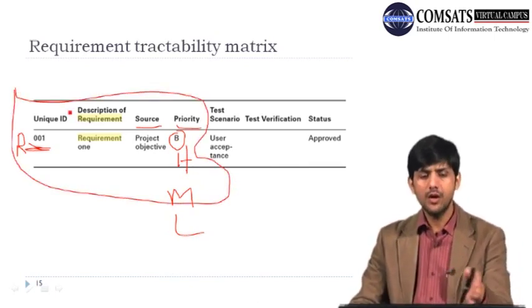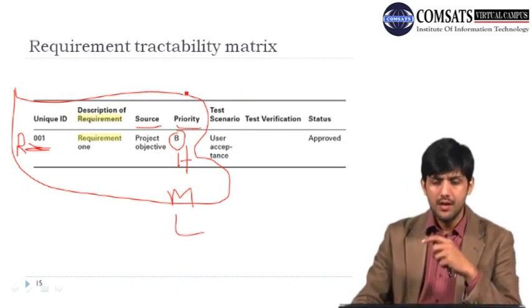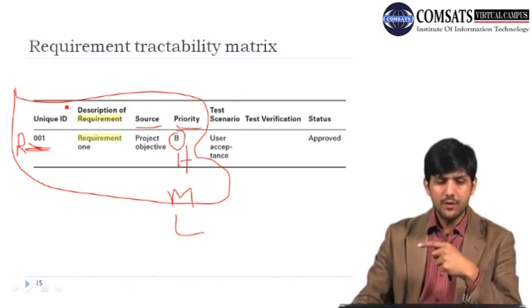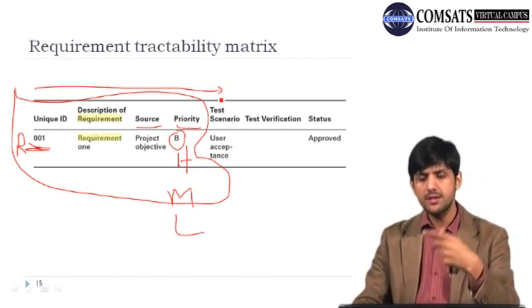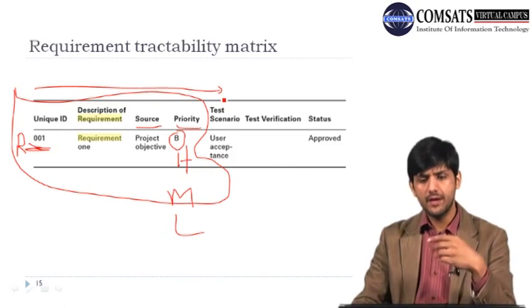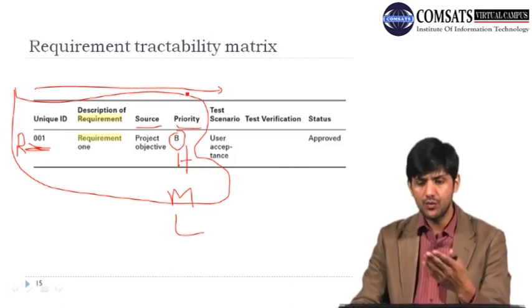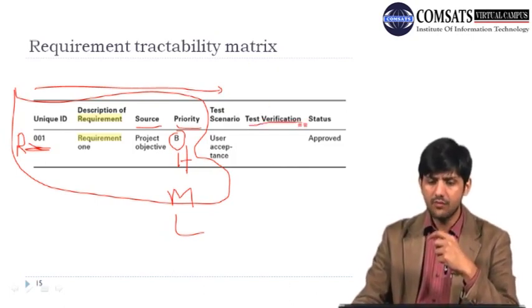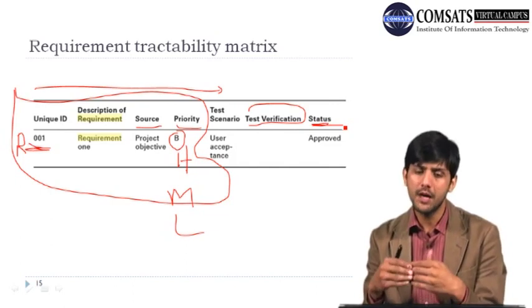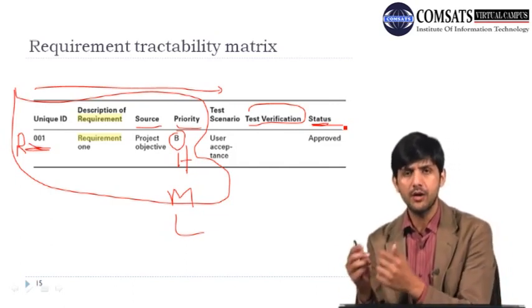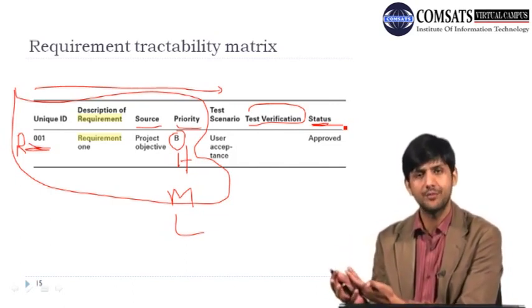Up to this point, we are not actually tracing it to anything. So what is the test scenario? The test scenario is that we are going to do a user acceptance. So the user would actually see it, and if the user accepts it, then we go through it, and check whether this test is verified or not, and what the status is, whether it is approved or not. So this is just an example of one possible requirement traceability table, or requirement traceability matrix, that we can produce.